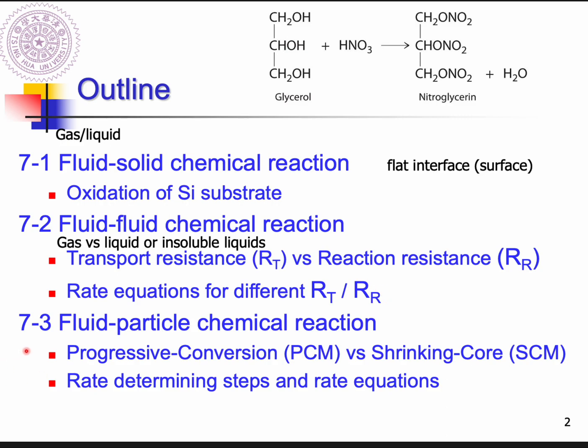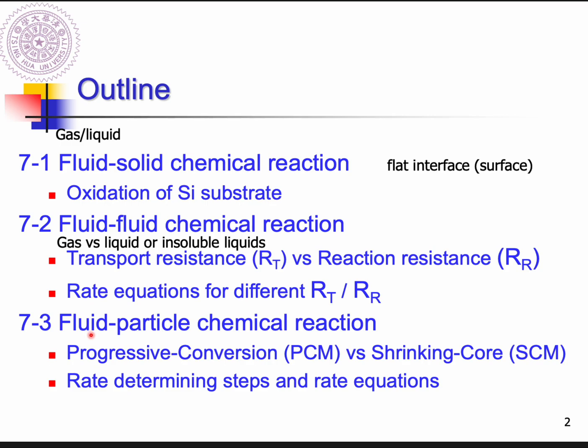And the last one is what we call the fluid-particle chemical reaction. In this case, some people probably will consider that a particle is also a solid, right? It's also in the solid phase. So for the particle part here, we will focus on the particle's diameter and how it affects the reaction rate. Here we are going to propose two different models. The first one we call the progressive conversion model, and the second one is the shrinking core model.